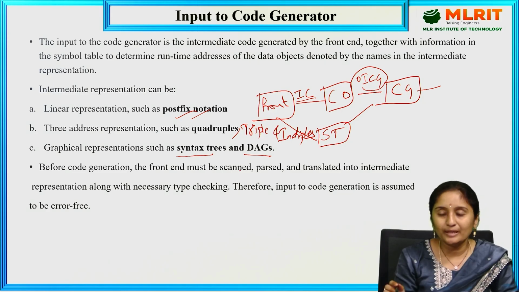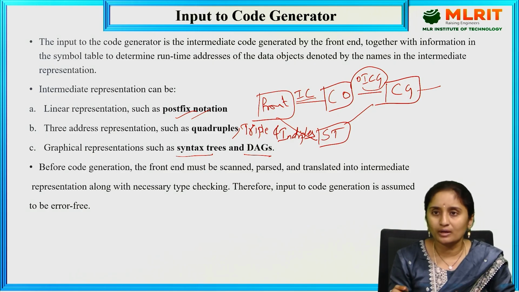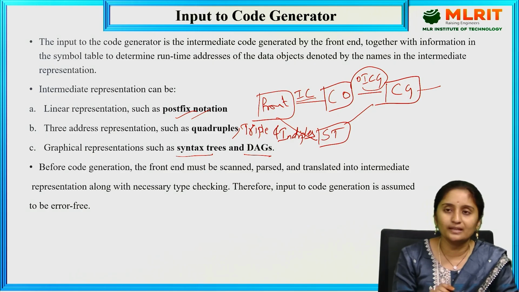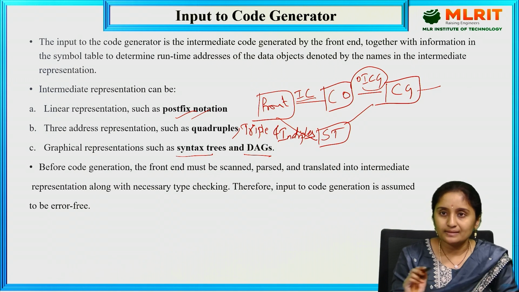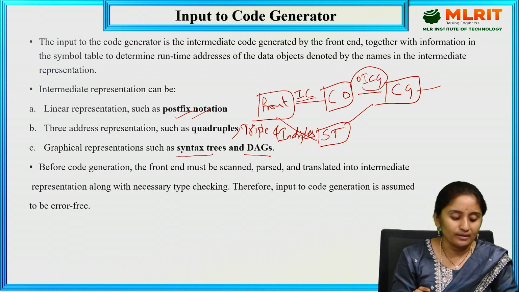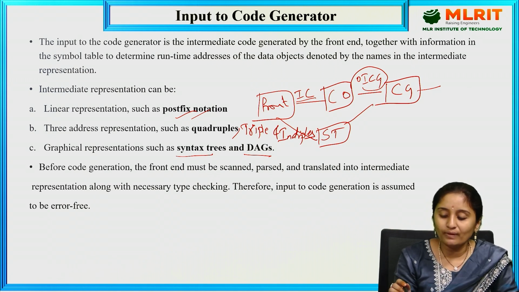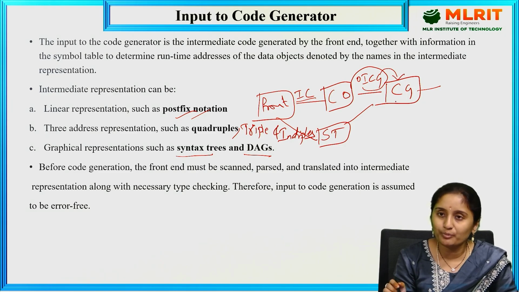That we'll be giving as an input to the code generator based on the instructions which we give, based on what type of output we need. Based on that, the input is given to the code generator. So before giving input to the code generator, the optimized intermediate code is given as an input to the code generator.